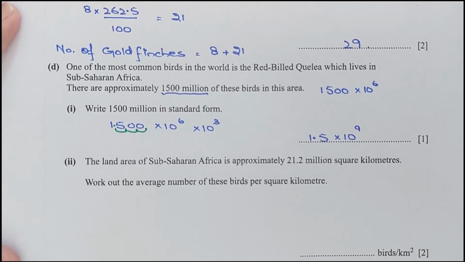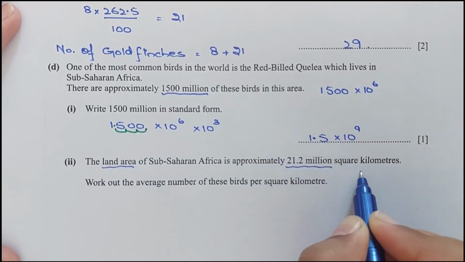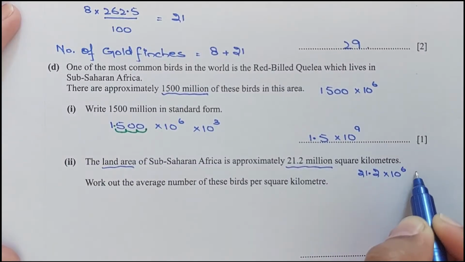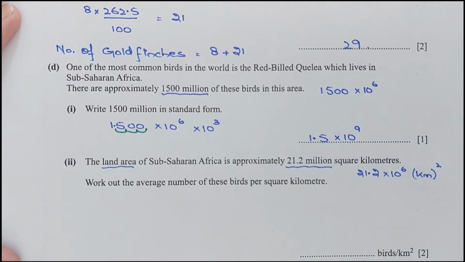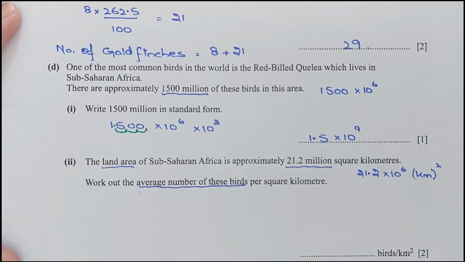Now for the second part, the land area of sub-Saharan Africa is approximately 21.2 million square kilometers. All right, so that is the land area we have been given, 21.2 multiplied by 10 to the power 6 square kilometers. All right, work out the average number of these birds per square kilometer.